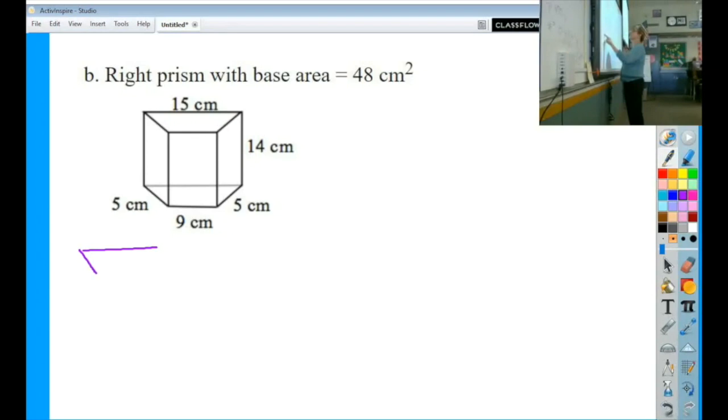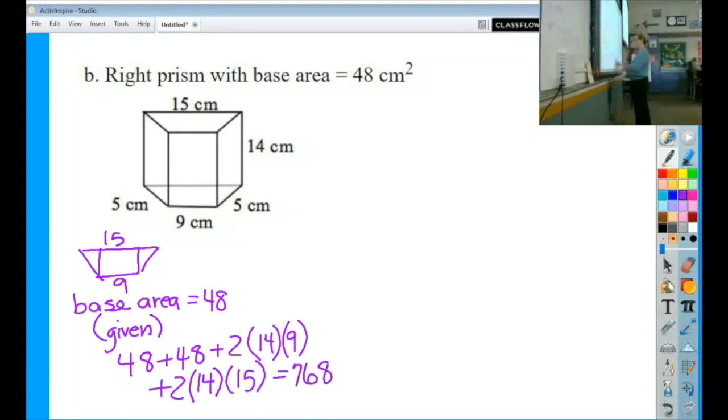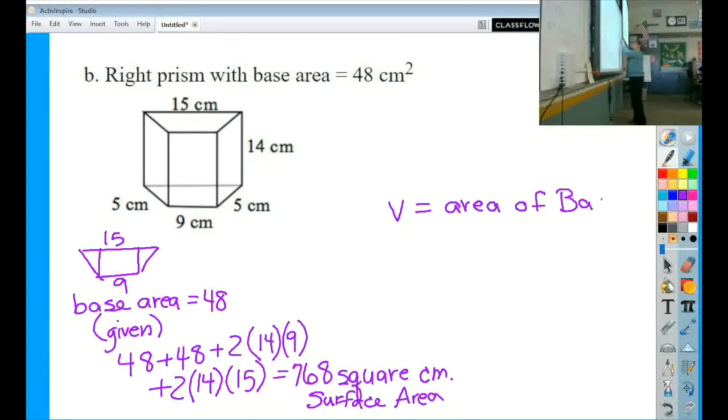Here we have a prism that has trapezoid ends. Luckily, they gave us the area of the trapezoid, so we don't need to find it. So the base area is going to be 48, and we have two of those. It's given. So we're going to do 48 plus, and then we're going to add the sides. We have two that are 14 by 9, and we have two that are 14 by 15, and that equals a total of 768 square centimeters.